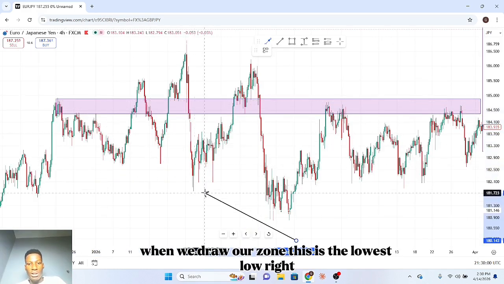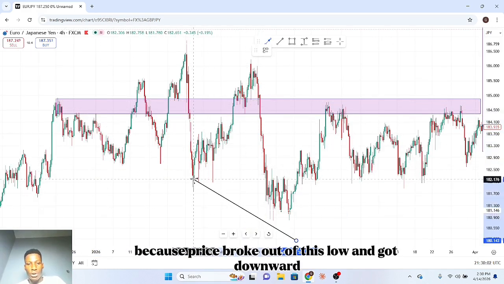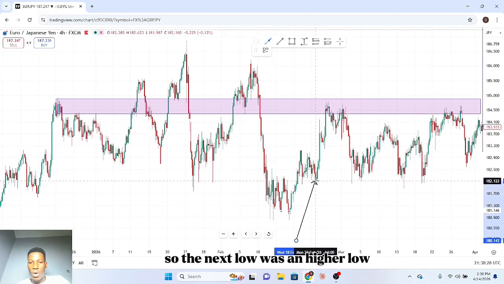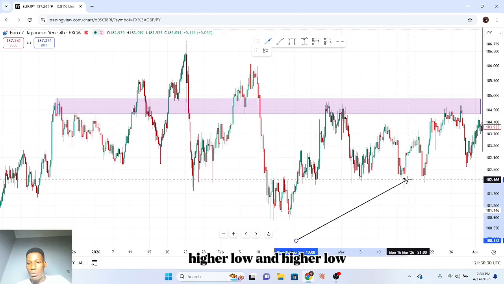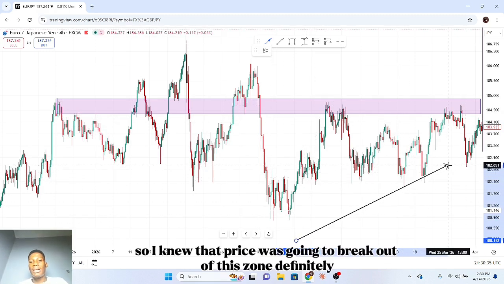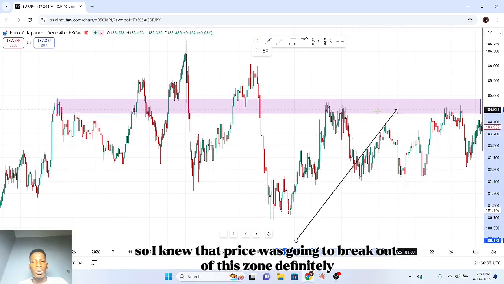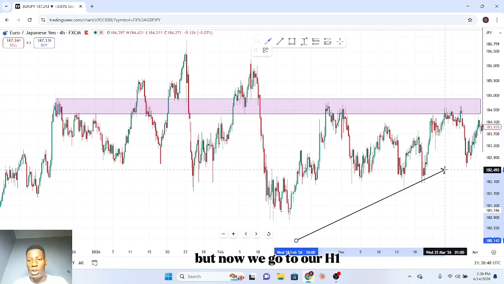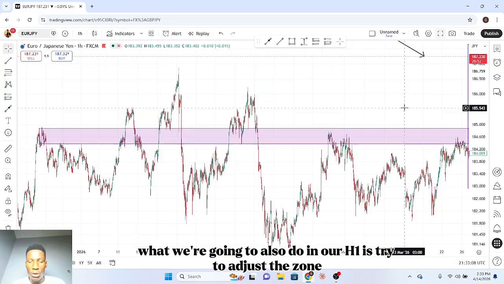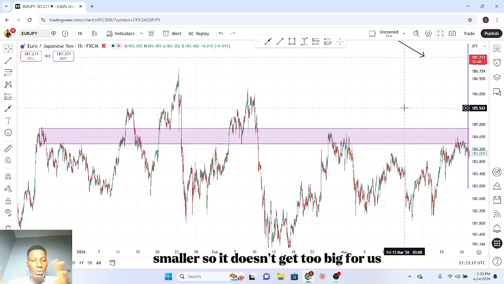When we draw our zone, this is the lowest low, right? Because the price broke out of this low and went downward. So the next low was a higher low, and a higher low. So I knew that price was going to break out of this zone. Definitely. So now we go to our H1. What I'm going to also do in our H1 is to try to adjust the zone smaller so it doesn't get too big for us.